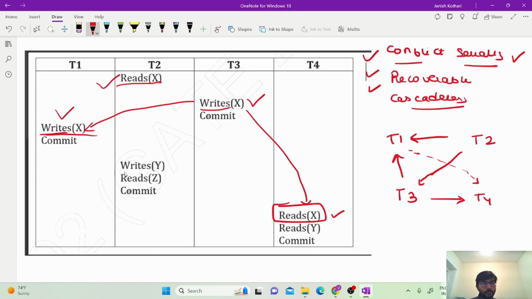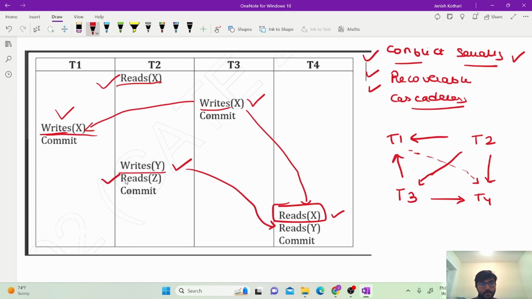Again, let's move on to the next transaction which is T2's write on y. So write on y, again we see that there is a read operation over here. So that will have a conflict. So write on y will have a conflict with read on y. So T2 needs to occur before T4, right?